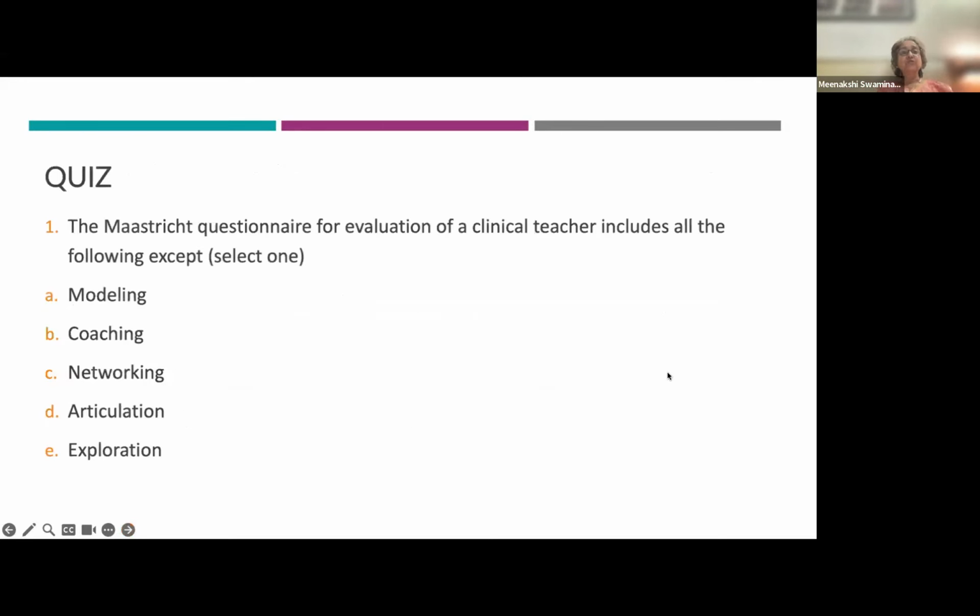So we come to a quiz here. And Eduardo, if we can have the quiz, the poll up. So the Maastricht questionnaire, which I showed you for a clinical teacher, includes all the following except, and the choices are modeling, coaching, networking, articulation, exploration.